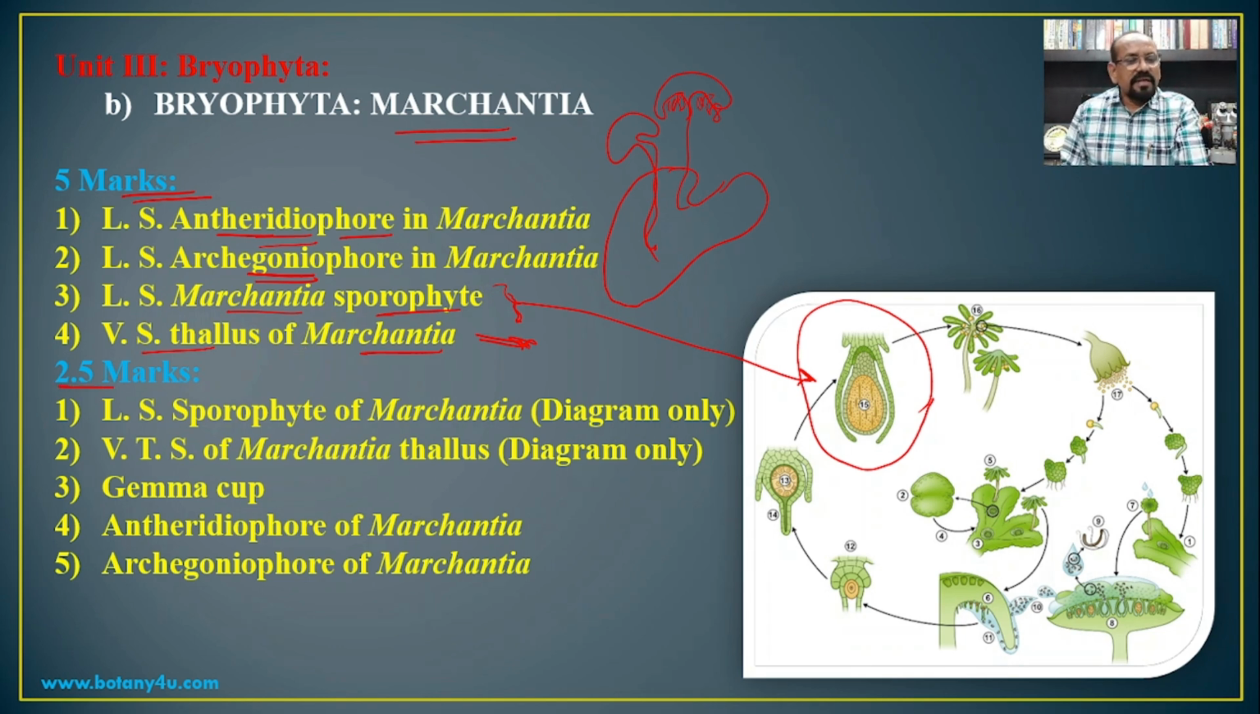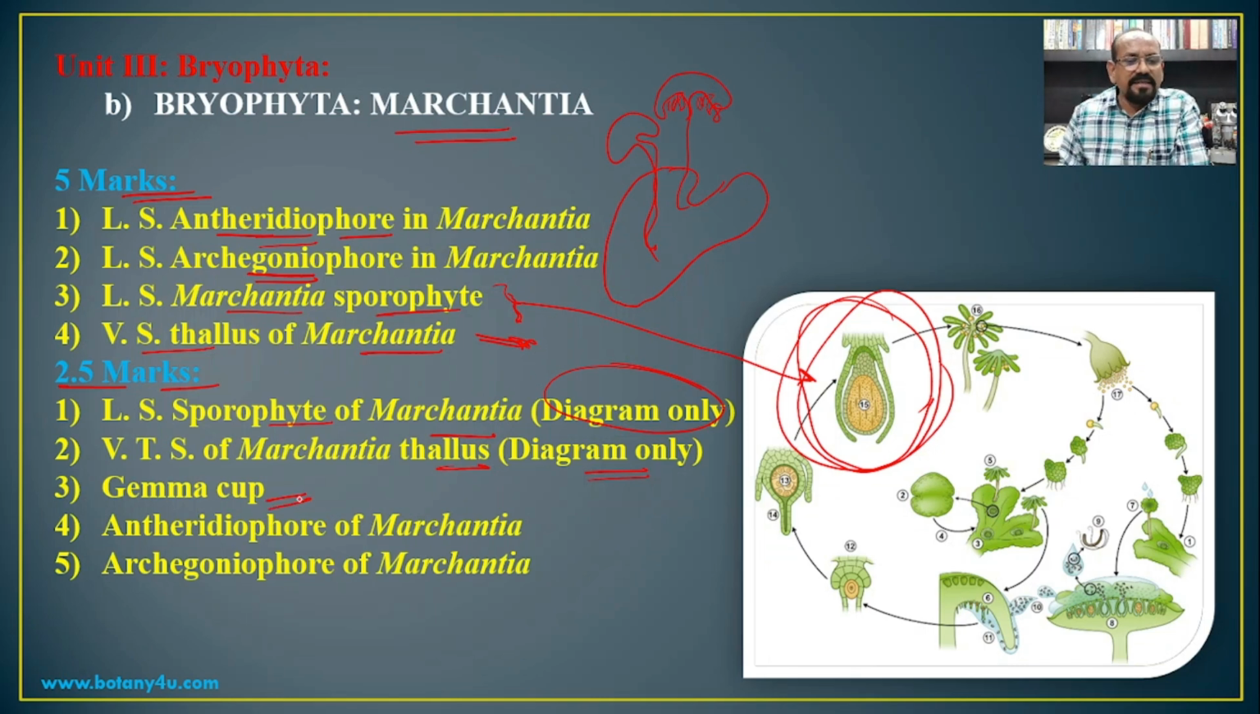Then in case of the 2.5 mark questions on Marchantia, that is the LS of sporophyte of Marchantia, only the diagram is asked, which means we have to just draw this diagram for the 2.5 marks. Then VTS of the Marchantia thallus, the same question was earlier asked for 5 marks, and only the diagram is asked for the 2.5 marks. So these are very common questions on Marchantia in the university examinations.